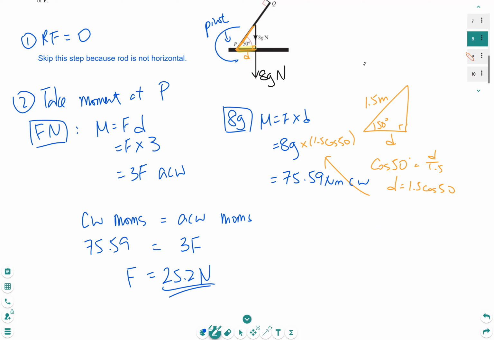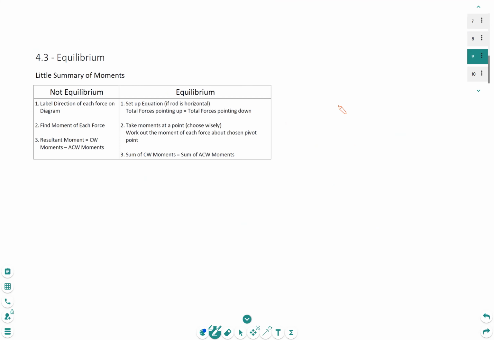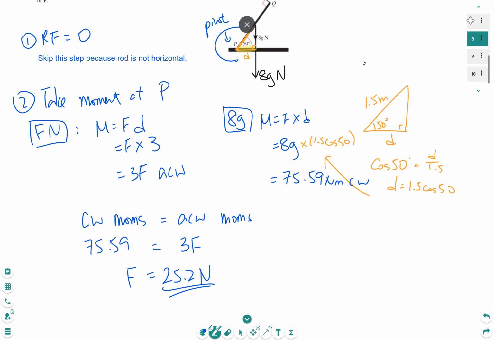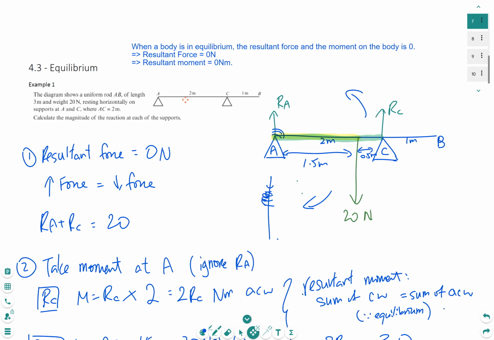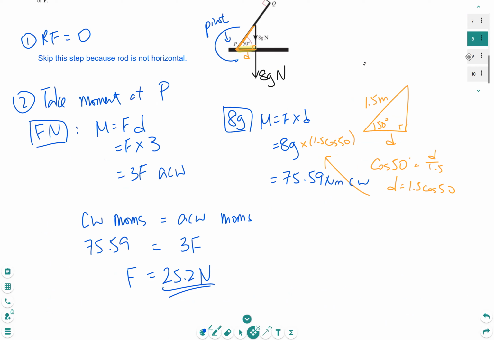Just a small summary. This type of question, not this exact one, but mainly this type, could appear in the exam. Next time we do 4.4 and 4.5, we'll look into different variations of this, but mainly the model doesn't change. The work that we do, upward force equal downward force, take moments at a point, that doesn't change.